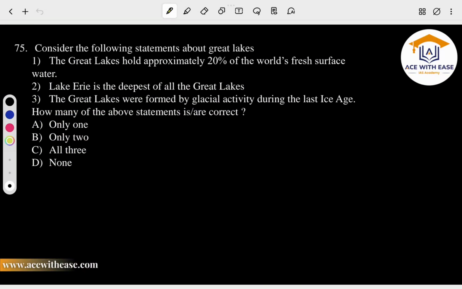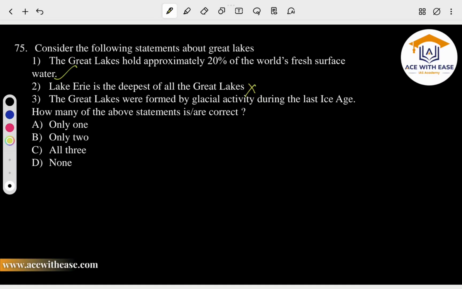75th question. Consider the following statements about the Great Lakes. The Great Lakes hold approximately 20% of the world's fresh water. So yes, the first statement is correct. Great Lakes is actually present in the USA region. Now it consists of 5 different lakes, and it holds 20% of the world's fresh water. Second, Lake Erie is the deepest of all the Great Lakes. Now this is a wrong statement.